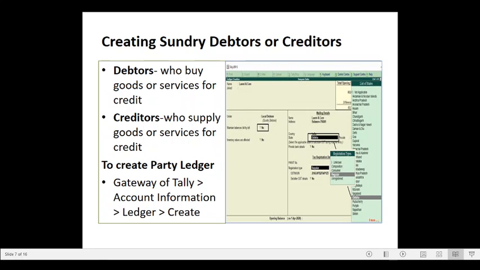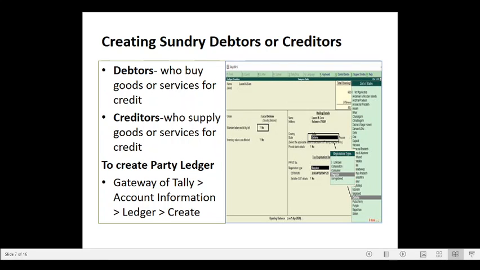So after logging into the Tally, we have to go to Gateway of Tally, select the submenu Account Information and select Ledger menu and click on Create. So when we click on the Create, it will ask for single ledger or multiple ledger. Depending on the requirement, we can select either single ledger or multiple ledger. So this is how we create either sundry debtors or sundry creditors.